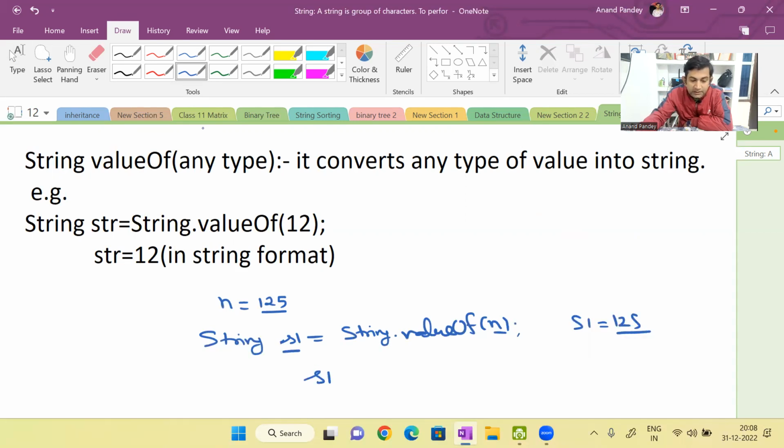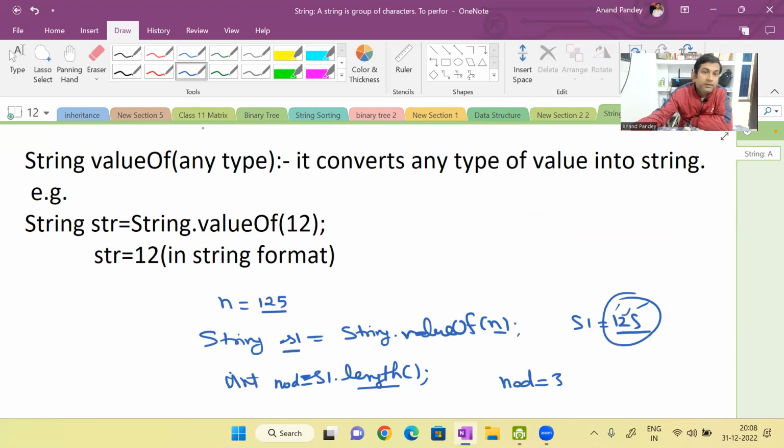Now you know the function length, s1.length. It returns the number of characters in the string. So how many characters are there in the string? 3. So this way you can get the number of digits. Okay, NOD equal to s1.length. So the value of NOD will be 3. So this way you can get the number of digits of a number. So this function can be used in string programming as well as in number programming. One example I have given here. So please keep in mind.